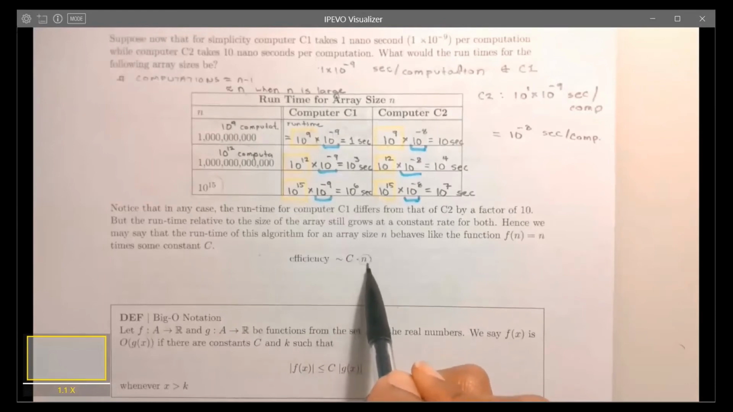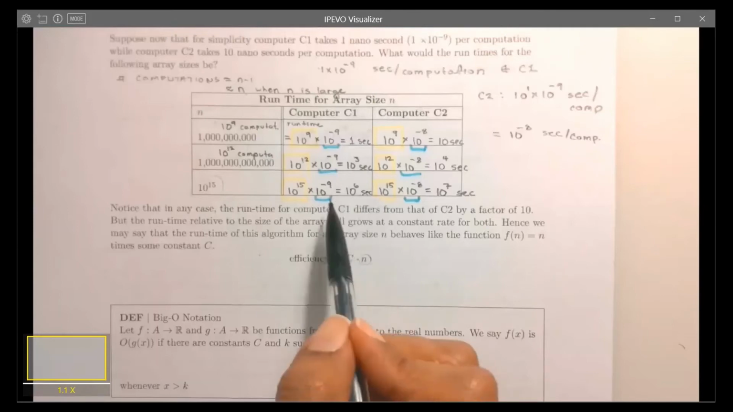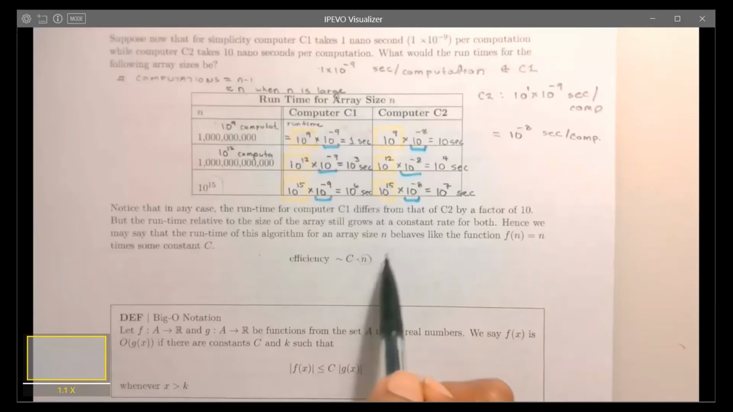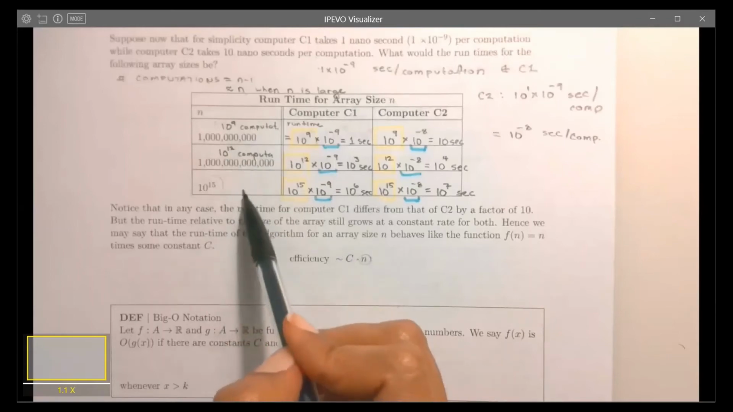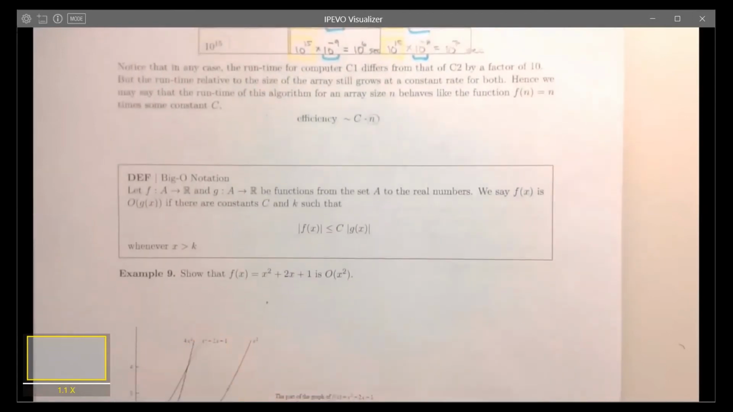Okay, so when it comes to considering how good or how bad an algorithm is, we don't care too much about the exact runtime. We care about the overall behavior as we take n to be very large, meaning as we consider the data size to be very large, how does the number of computations behave relative to the size n? And so that brings us to the definition of big O.